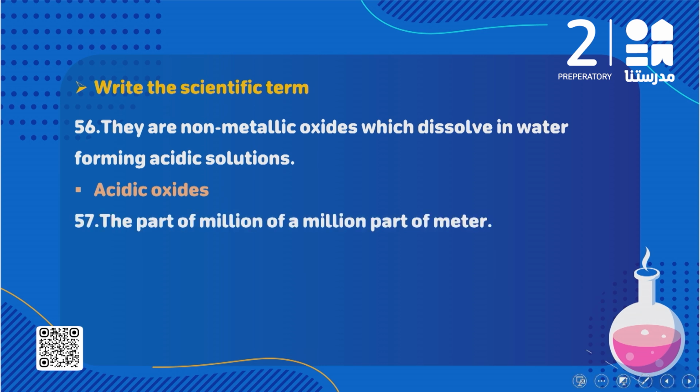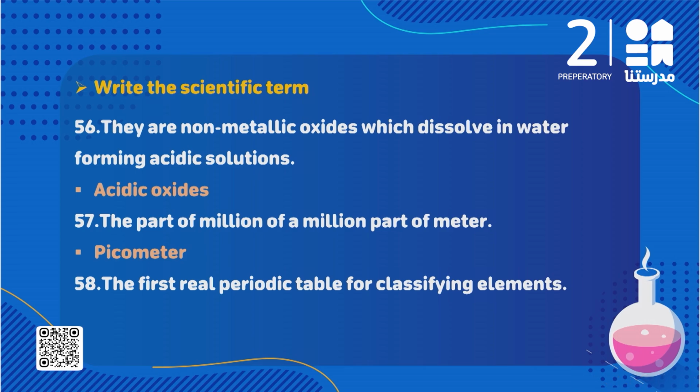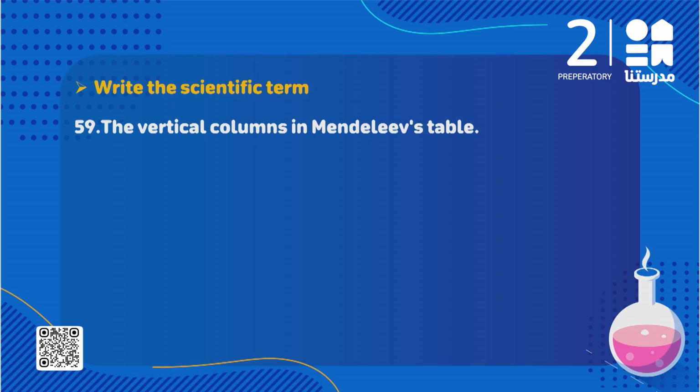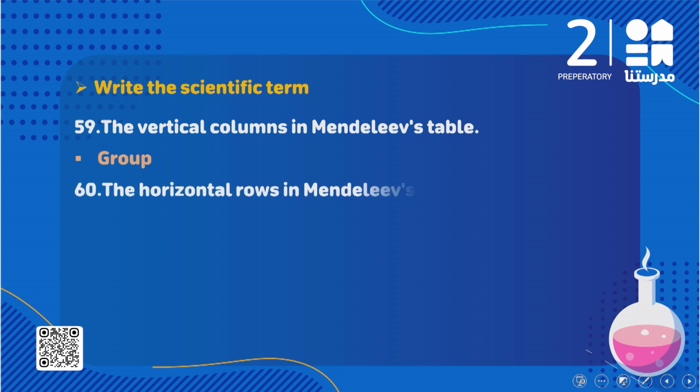طيب, the part of a million part of meter, احنا قلنا مين ال part of million part of meter, and it's the measuring unit of the atomic radius, it's called a picometer. طيب, 58, the first real periodic table for classifying the elements, it's called Mendeleev's periodic table. 59, the vertical columns in Mendeleev's table. Vertical columns in Mendeleev's periodic table, they are called groups, and the horizontal rows they are called periods.